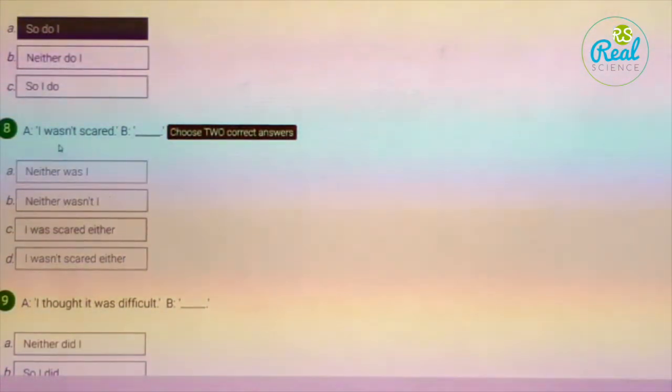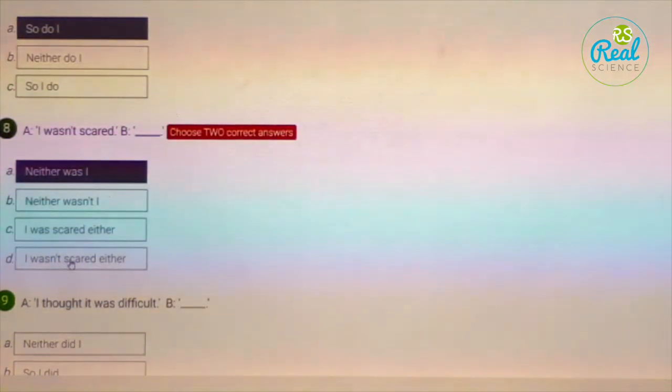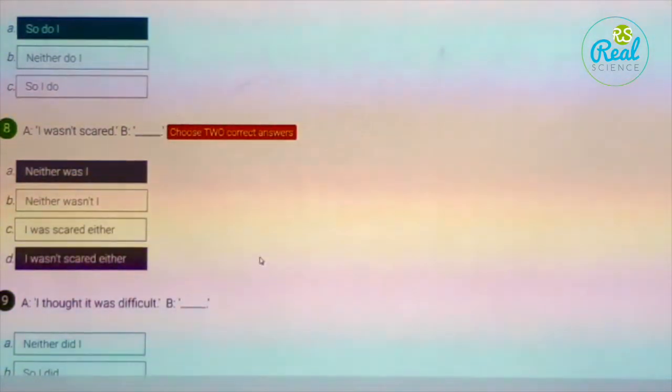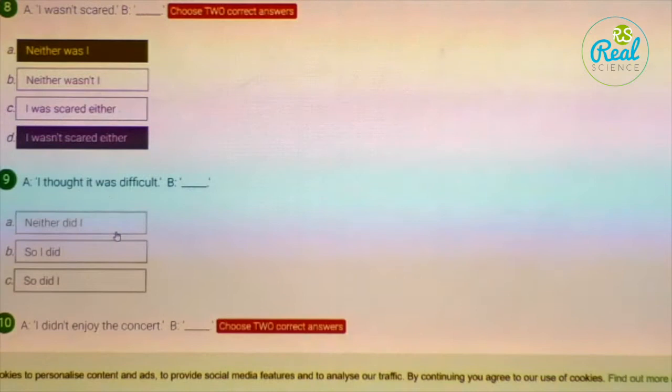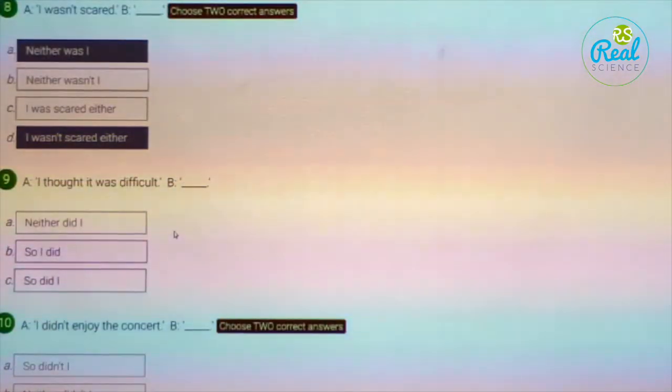Neither was I. Okay. I wasn't given A and D. I was. You chose A and D. Okay. So 9. I thought it was difficult. So did I.